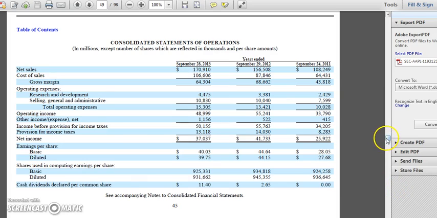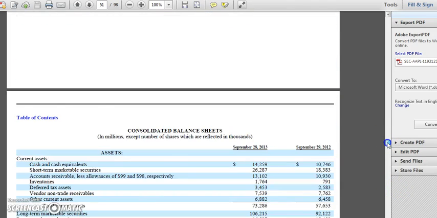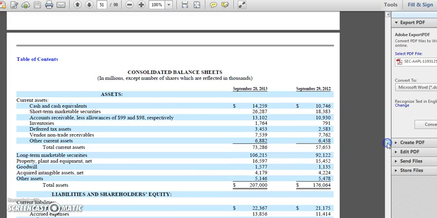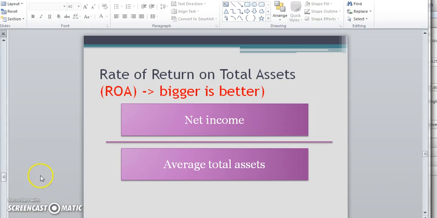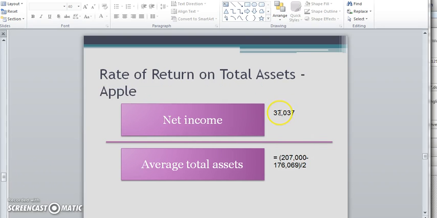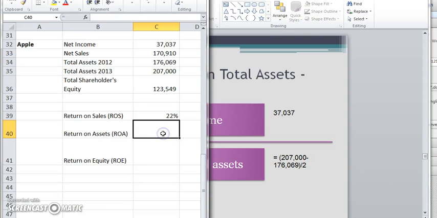And where do we find our figure for the assets? We look at the balance sheet and assets, there they are. And here are the assets for 2012 and the figure for 2013. So you take the average of these two, and that's going to be your denominator. Let me go back here, and I plugged in the numbers, net income for Apple, and then the total average assets. Let me just see where they are.